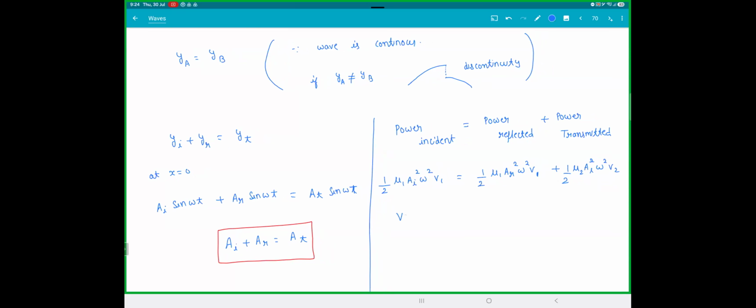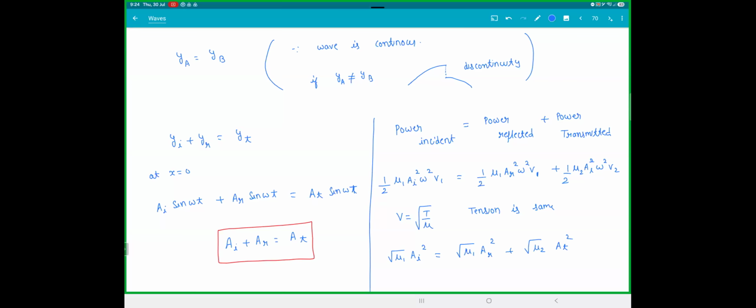We also know V is equal to root over T by mu. Tension will be the same because they're connected with a string. Omega is the same, so omega will cancel. Half will cancel. Tension will cancel. You end up with root over mu1 A incident square is equal to root over mu1 A reflected square plus root over mu2 A transmitted square. This is your second equation, everyone.